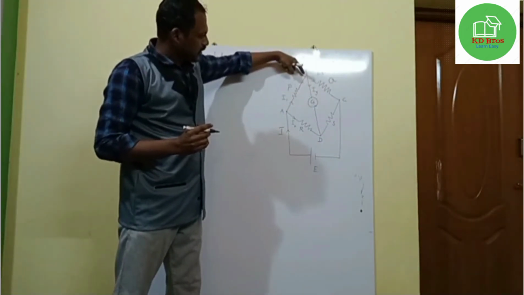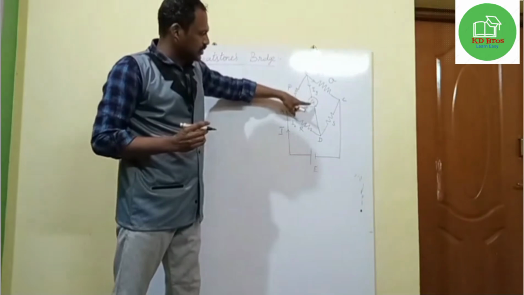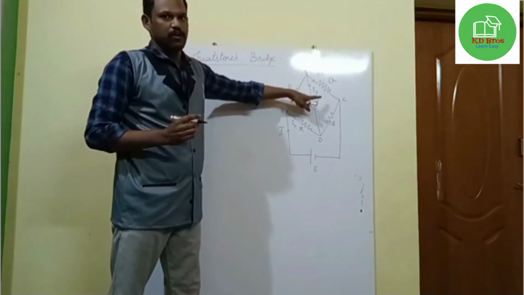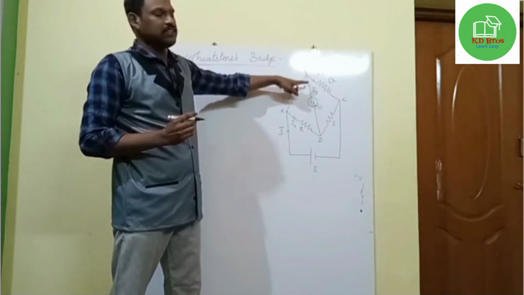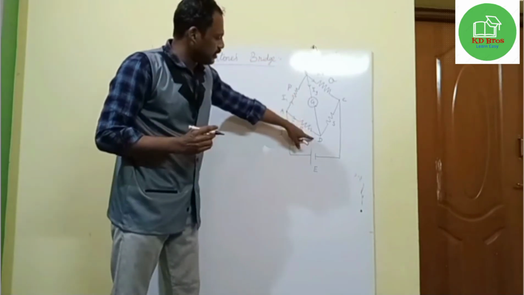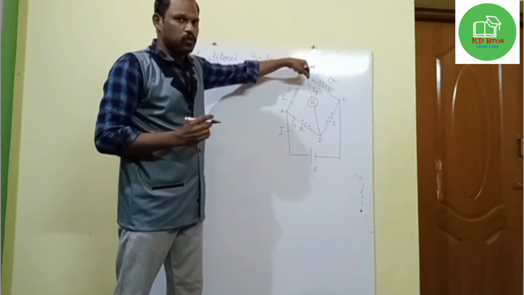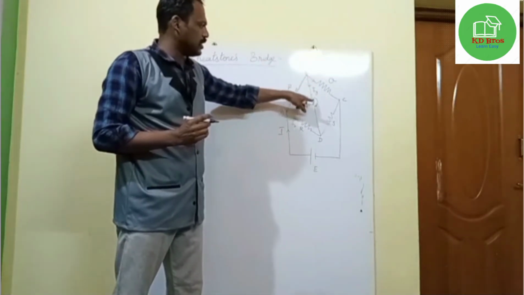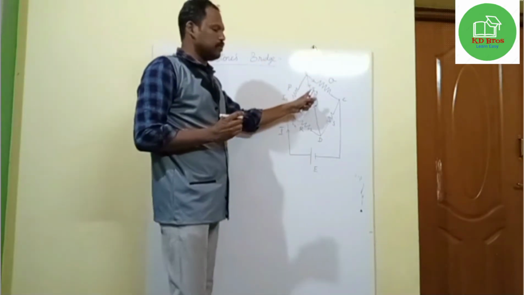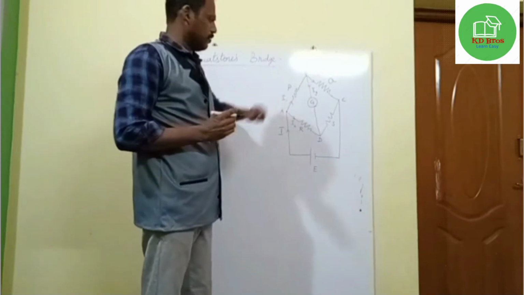Because this is the current which passes through the galvanometer. Here we have introduced a sensitive galvanometer between the points B and D. So this is the amount of current that passes through the galvanometer, and it is denoted as Ig.